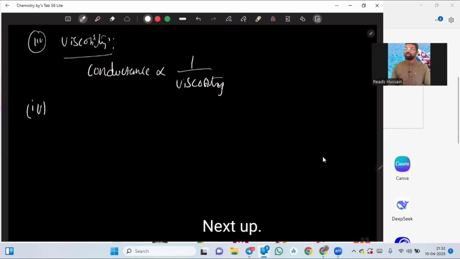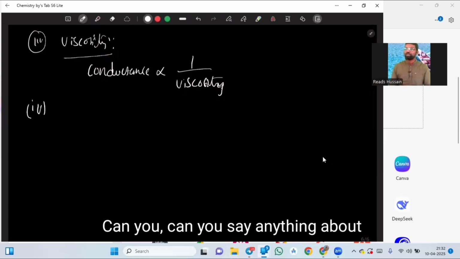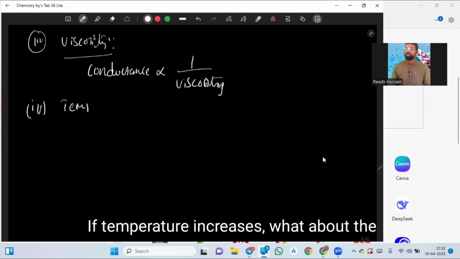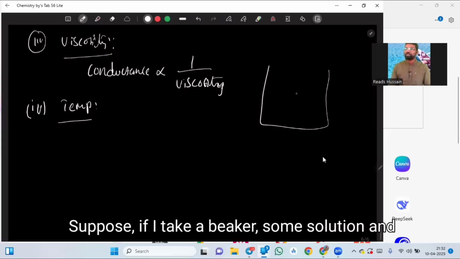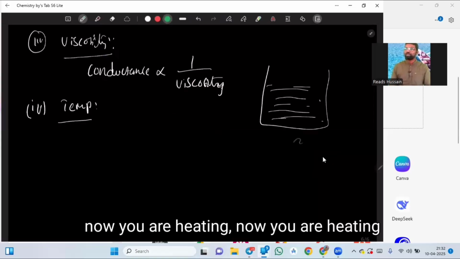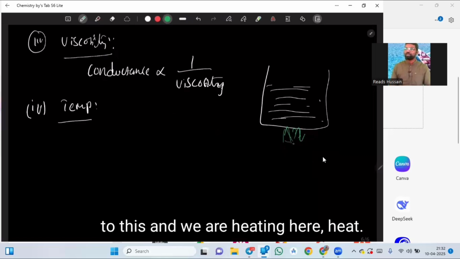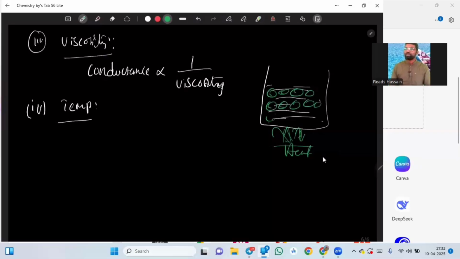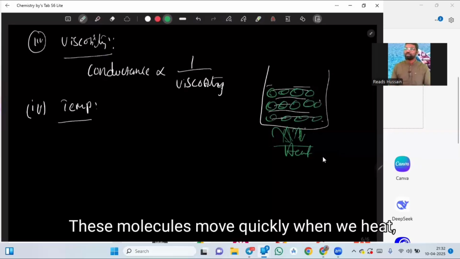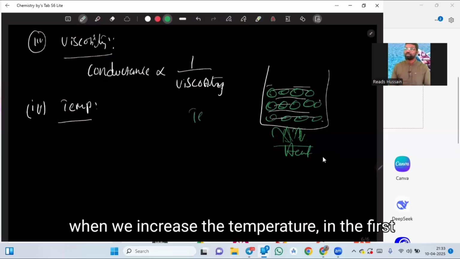Next, the fourth relation, temperature. Can you say anything about temperature? If temperature increases, what about the conductance? Suppose I take a beaker with some solution, and now you are heating it. Then what happens to the molecules present in the solution? These molecules move quickly when we heat, when we increase the temperature.